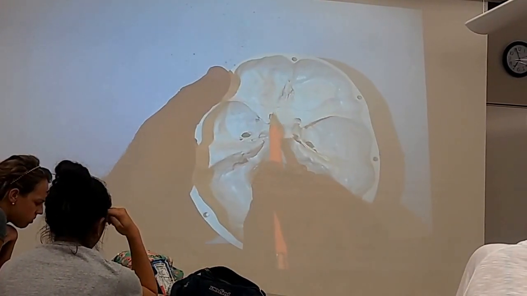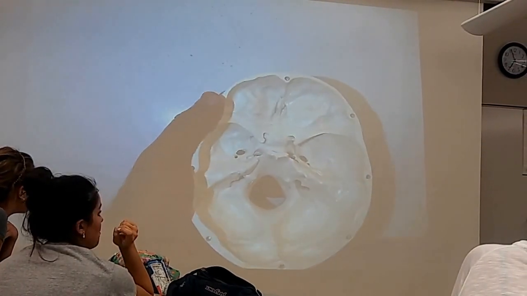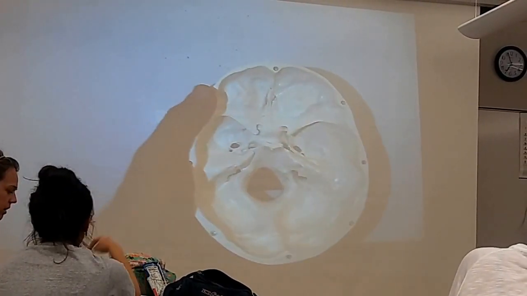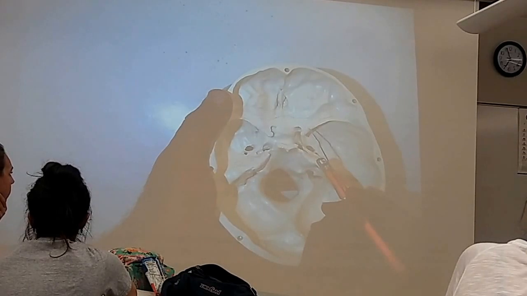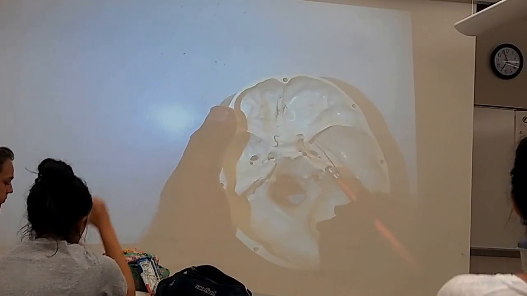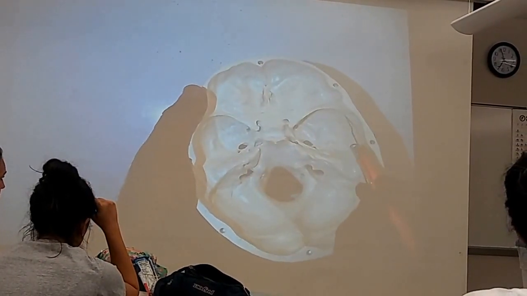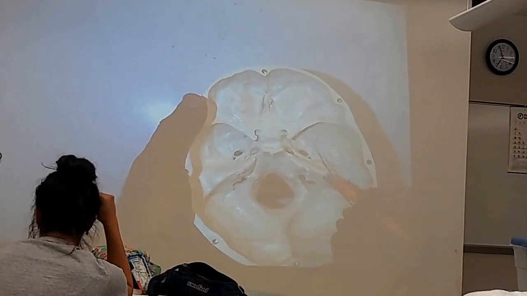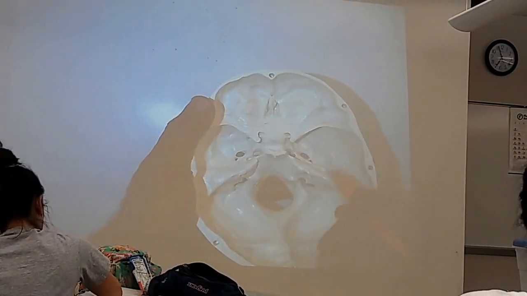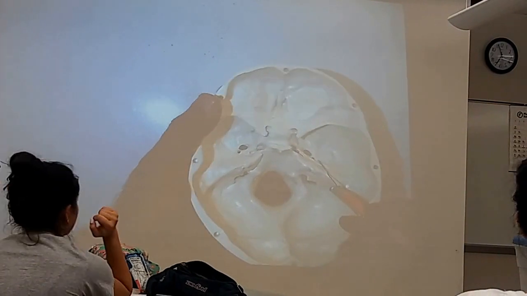Okay? Because this is your sphenoid. This here is the sphenoid bone. So the sphenoid will start here. This is the lesser wing of the sphenoid, and the greater wing of the sphenoid would be like this. It goes like that, and it goes this way. Are we good? Yes? Okay.